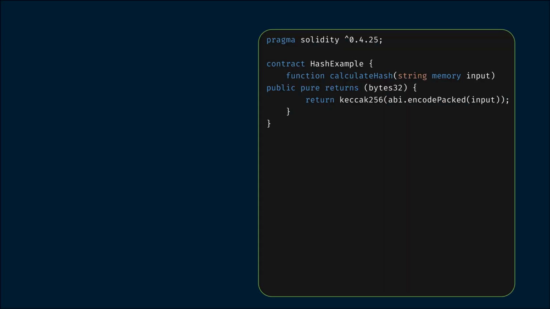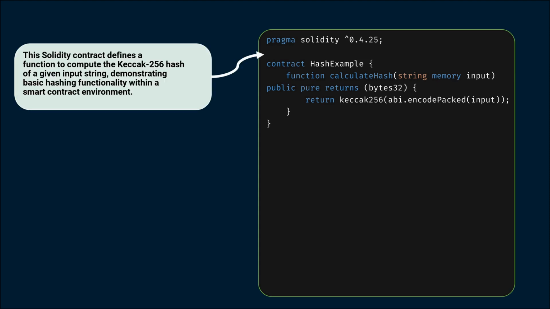Now let's see how we can compute a hash in Solidity, which is essential for securing blockchain transactions. The code defines a contract named hashExample that includes a function to generate a cryptographic hash. This function, calculateHash, takes a string input and uses the Keccak hashing algorithm to produce a unique output.